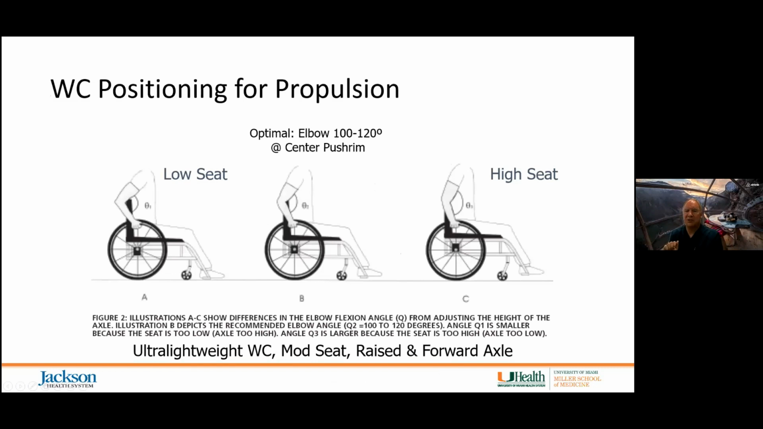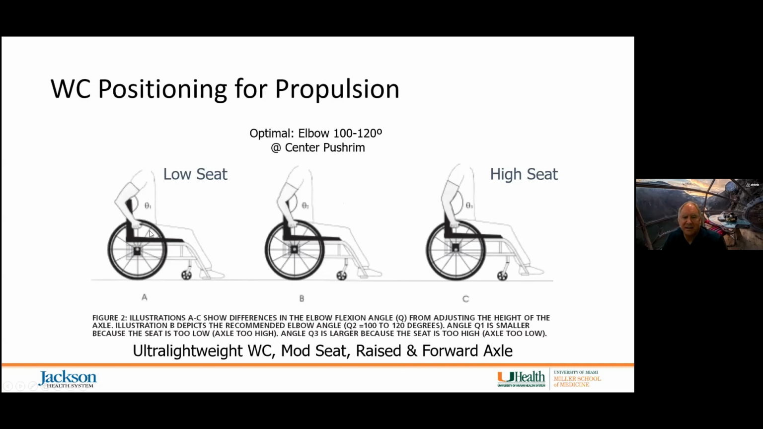So let's talk about wheelchair positioning for just a moment for propulsion. I want you to focus on the middle figure here. So option B, in which the elbow is approximately 100 to 120 degrees at the center of the push rim as they're getting ready to push.